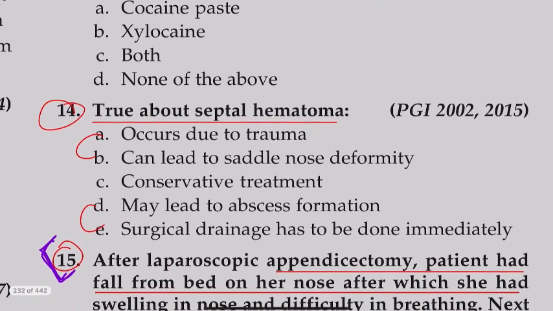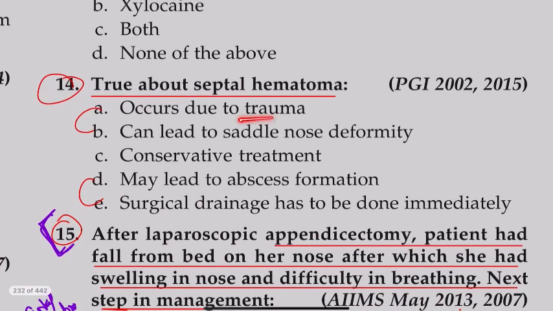True about septal hematoma: it occurs due to trauma, that's right. It can lead to saddle nose deformity, that's also right. Conservative treatment, no, that's not right. It may lead to abscess formation, right. Surgical drainage has to be done immediately, right. So the answer is A, B, D.